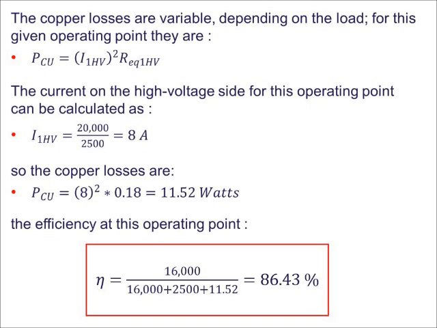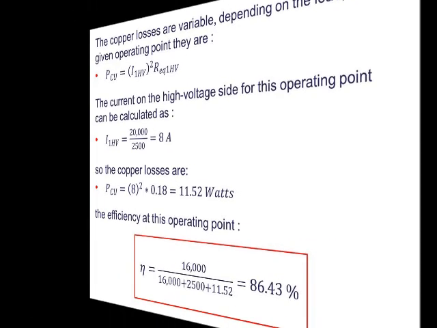So your copper losses will be 8 squared multiplied by 0.18, 11.52 watts. So this transformer actually has very low copper losses and kind of sizable core losses. That means the core maybe is not optimized, but the windings have a very thick gauge of wire. That's the idea here. So the efficiency at this operating point will be 16,000 divided by 16,000 plus 2,500 plus 11.52. The efficiency is 86.43%.